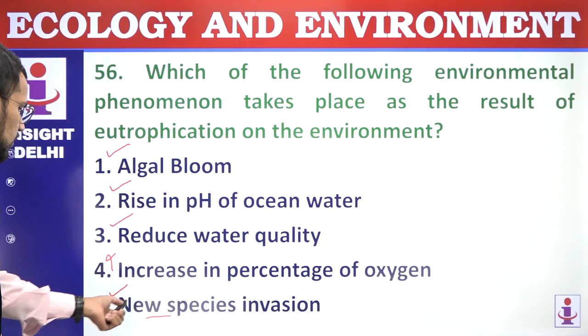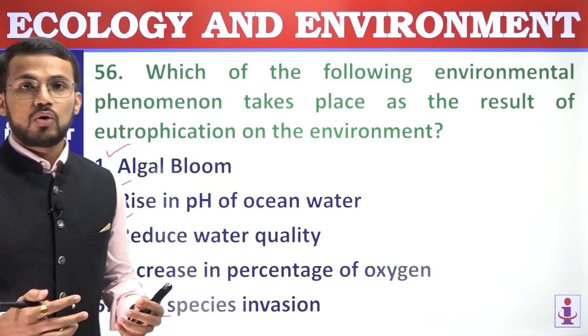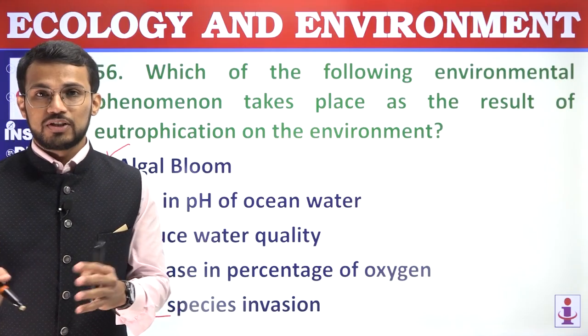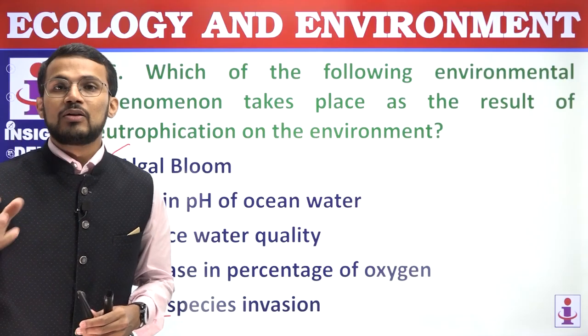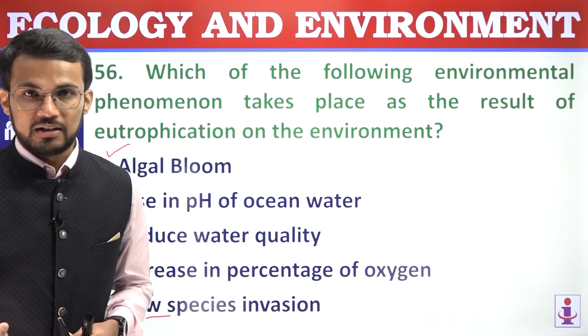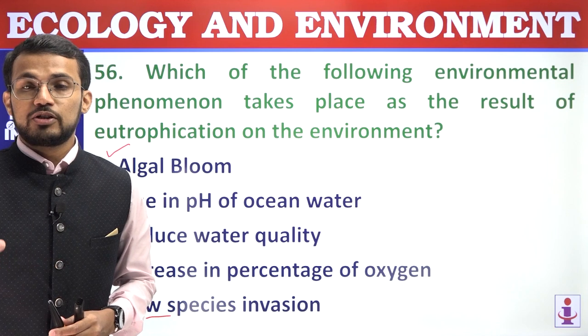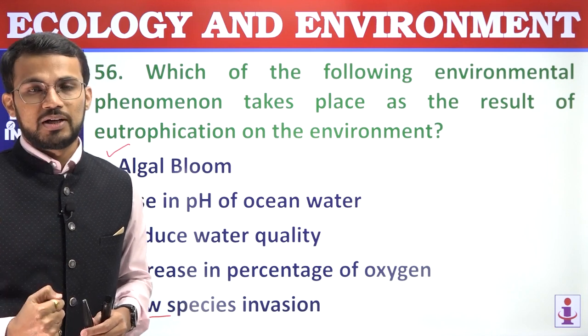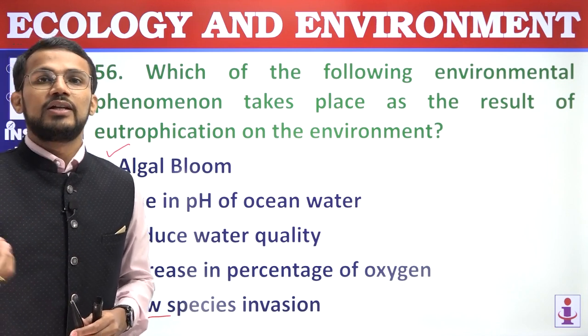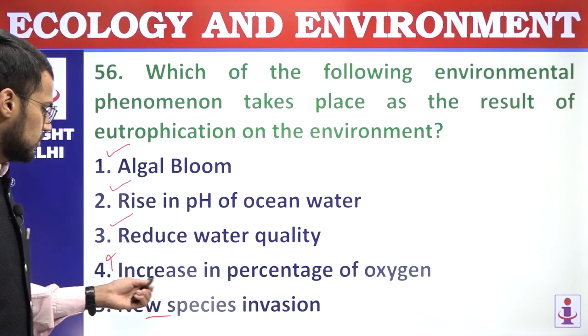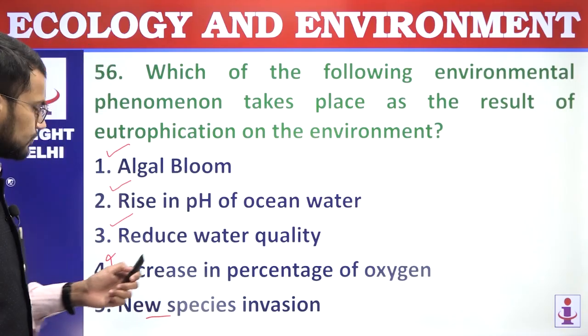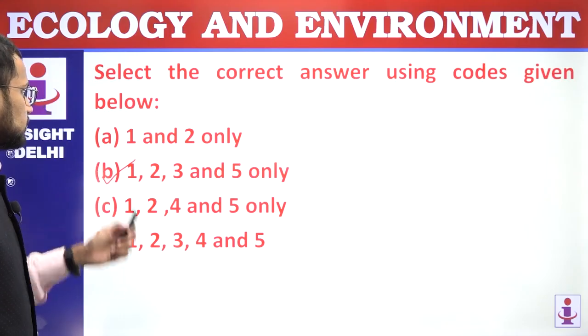Right, so why will new species invasion occur? Because with eutrophication, the habitat will be converted into anaerobic habitat, and there will be some anaerobic species which will prefer this kind of habitat, and thus they will start invading this particular area, and thus new species will also occur. So 56, answer is B.